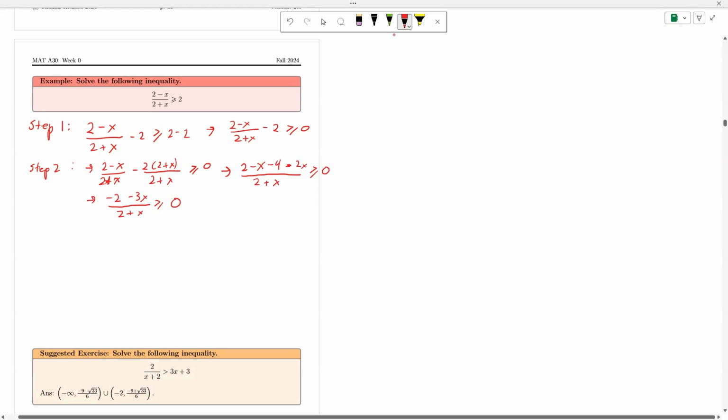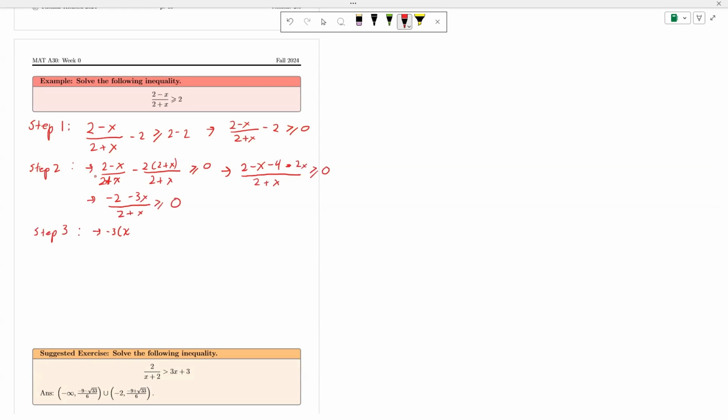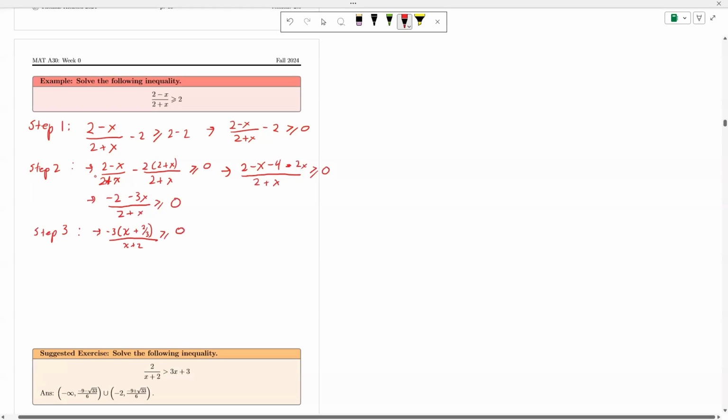Well, now our step 3 is to factor the top and the bottom, or write it out nicely. So here, what I'm going to do is factor out this minus 3. So minus 3 bracket x plus 2 over 3 all over x plus 2 is greater than or equal to 0. And this makes step 4 quite easy. The split points are going to be x equals minus 2 over 3 and x equals minus 2.